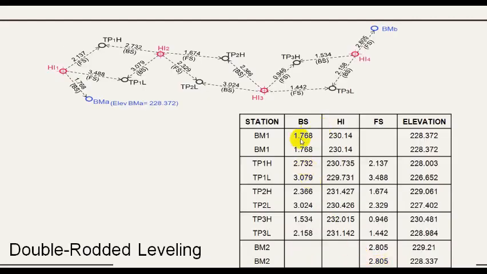Next, to compute double-rodded leveling, we use the same formula. Elevation plus backsight is equal to HI, the height of instrument. Then from HI minus foresight, that will give us the elevation of our turning point. It's the same concept. It's just that we have two turning points in the same station.